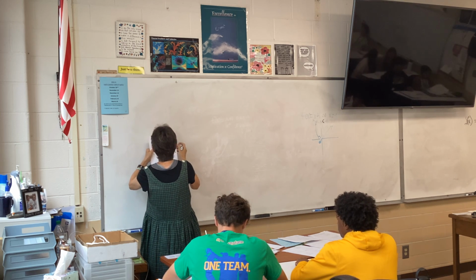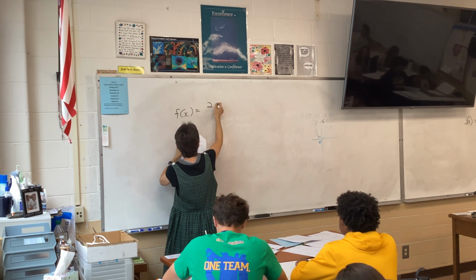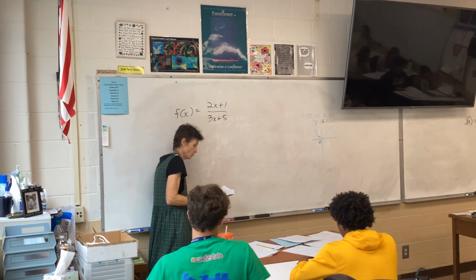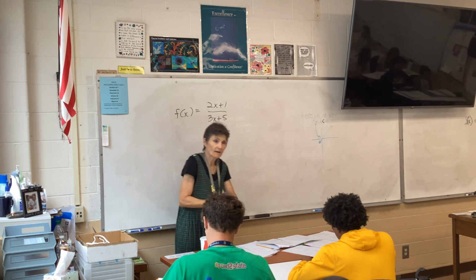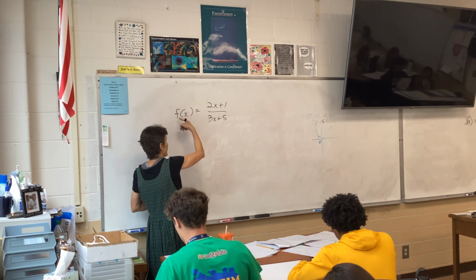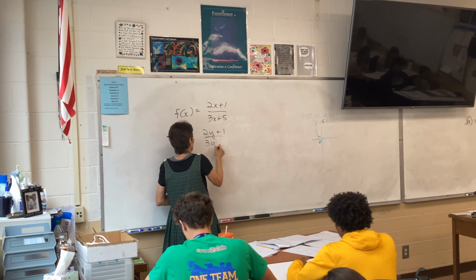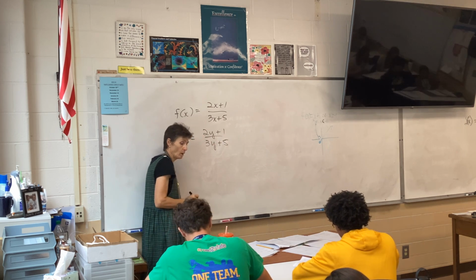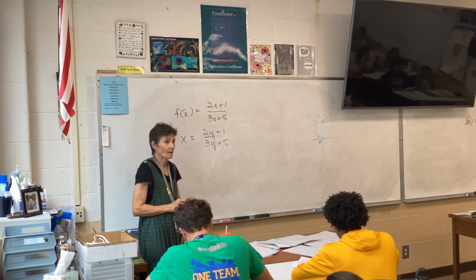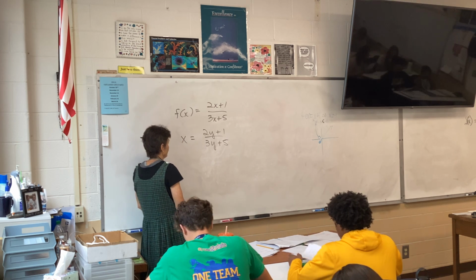What am I doing? I am finding the inverse. Okay? So what do I need to do to find the inverse? Switch X and Y, so that's X equals 2Y plus 1 over 3Y plus 5. Now what? Try to isolate Y. Gotta get Y by itself. Alright, how do I do that?